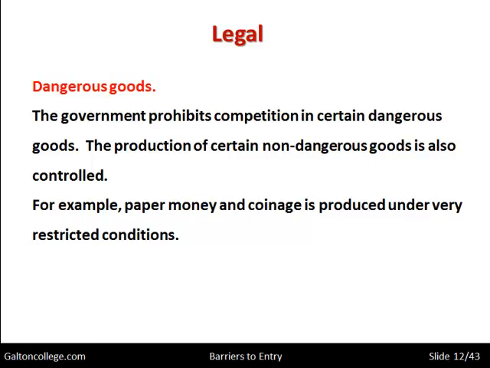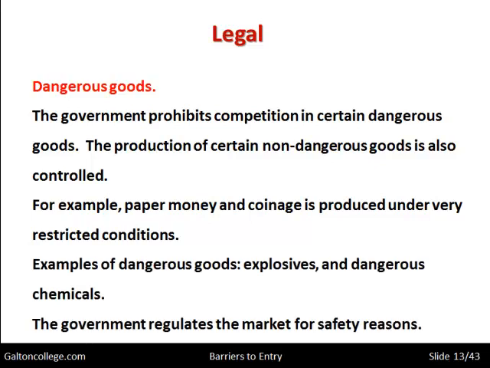The example I've got here is paper money and coinage produced under very restricted conditions, and the example I gave of dangerous goods, explosives and dangerous chemicals. So the government regulates companies for safety reasons, but also sometimes simply because it needs to control those markets and not have lots of people making dangerous products, which could be dangerous to the rest of the people in the country.